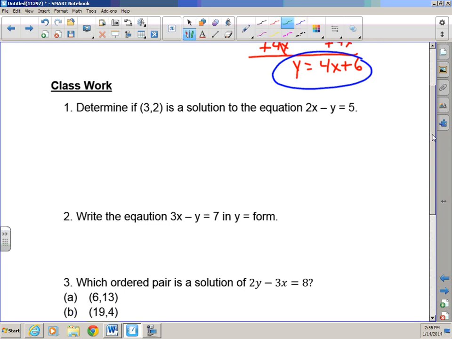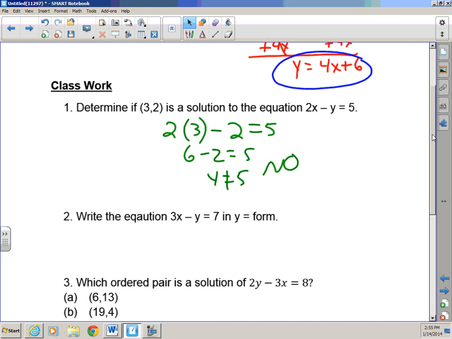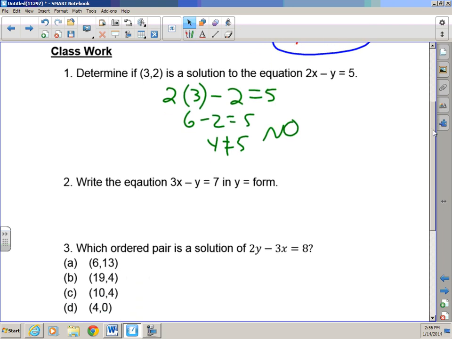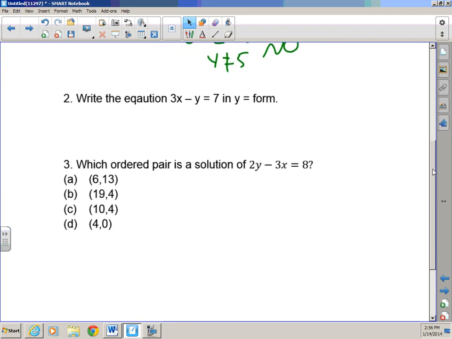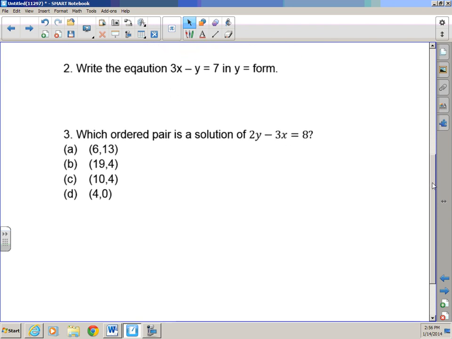All right. Is 3, 2 a solution? I put 3 in for x, 2 in for y, and do the math. And the answer is no. So that means the point 3, 2 does not lie on the line that is the result of 2x minus y equals 5. Next one, I want to solve for y.